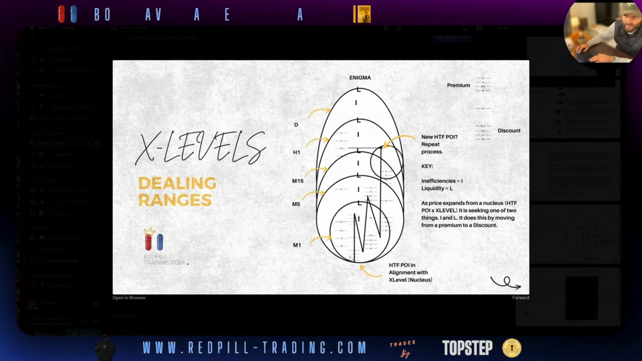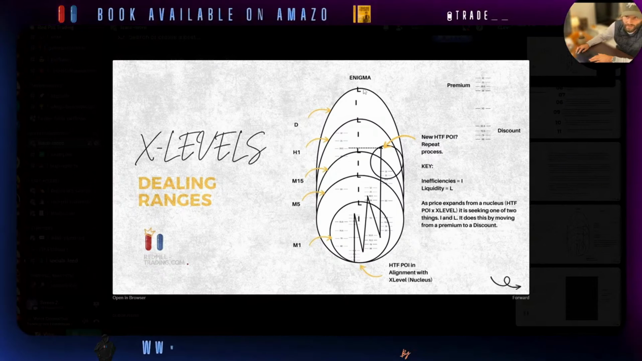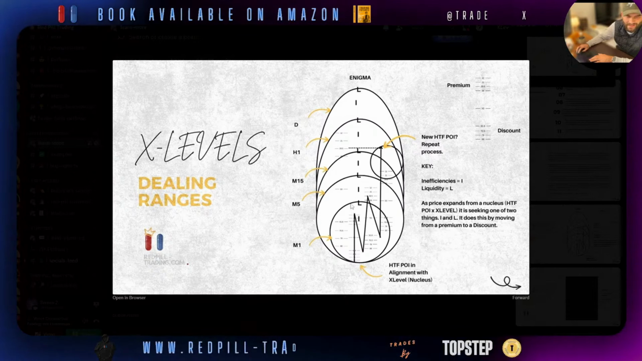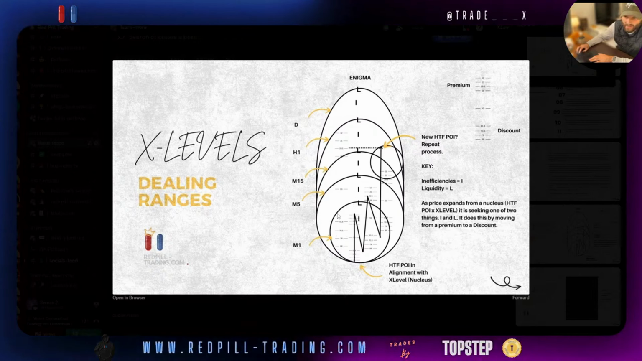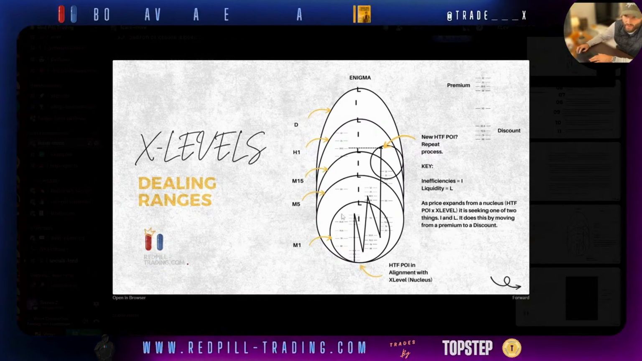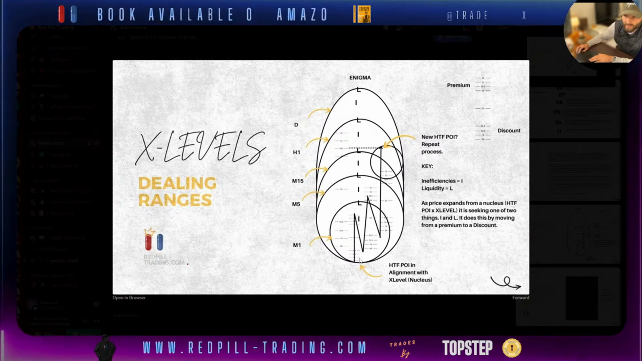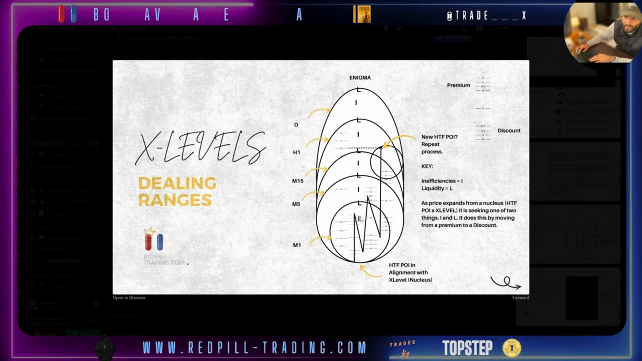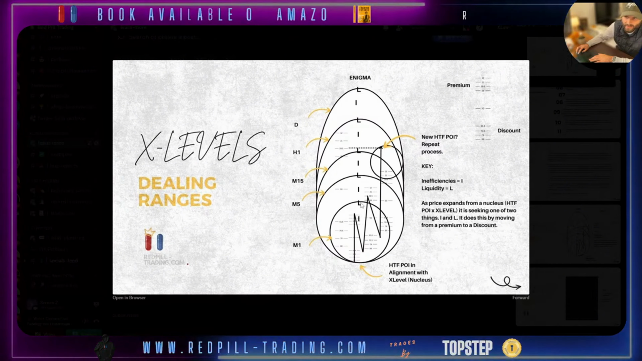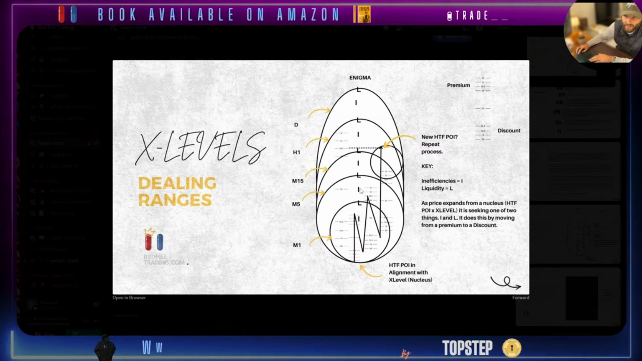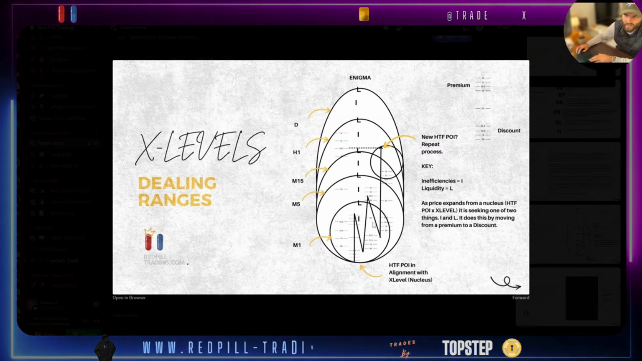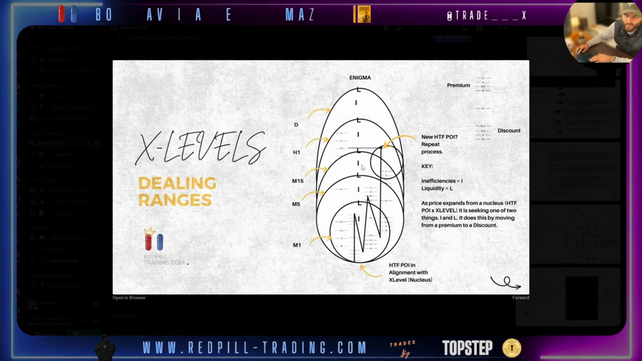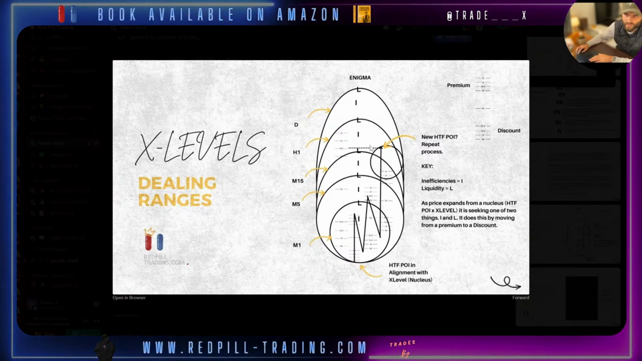What then happens is price moves back out through the dealing ranges, seeking liquidity and inefficiencies in price. So this circle delineates a 1 minute dealing range. This circle delineates an M5, M15, H1, daily. In between, you have inefficiencies and liquidity, and a premium and a discount side of every single dealing range. And price will seek inefficiencies and liquidity as it moves between a premium and a discount.